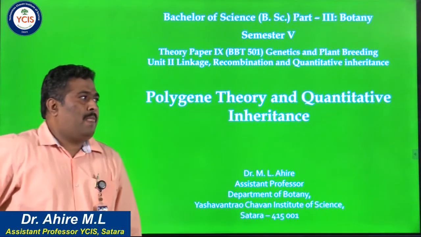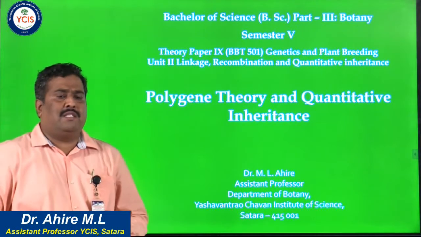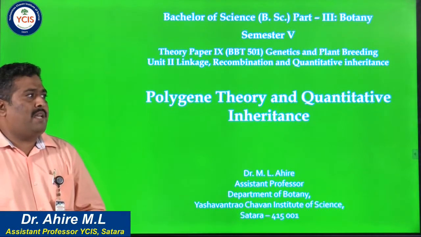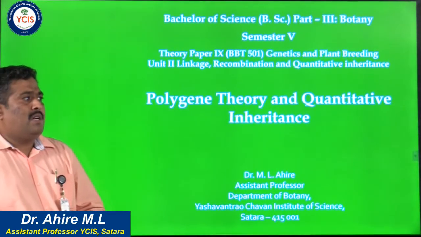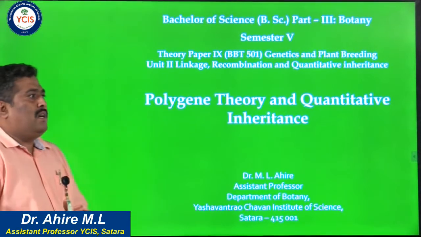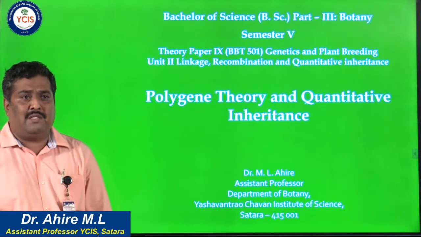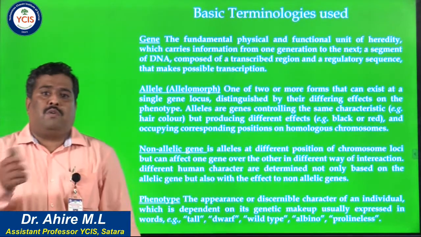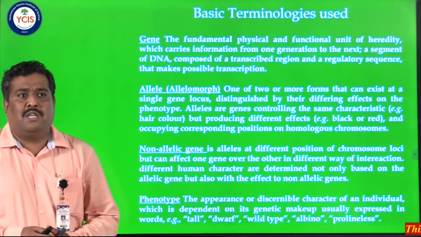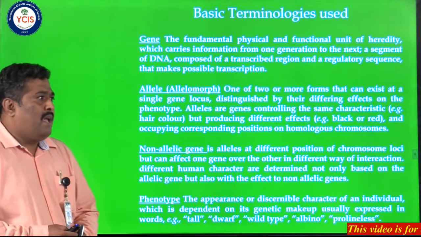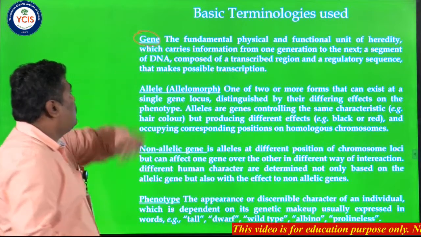Welcome. We are going to study the polygene theory and quantitative inheritance for the BSc Part 3, Theory Paper 9, Genetics and Plant Breeding, Unit number 2, of which this is subunit 2.3, Polygene Theory and Quantitative Inheritance. Before going to the polygene theory and quantitative inheritance, we should know some basic terminologies which are used in genetics, of which the first and foremost important term is gene.